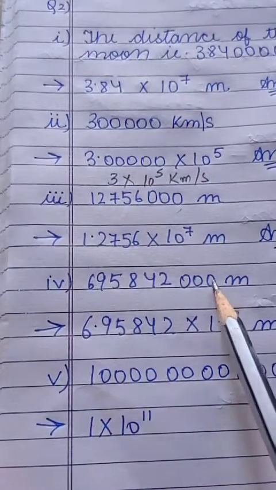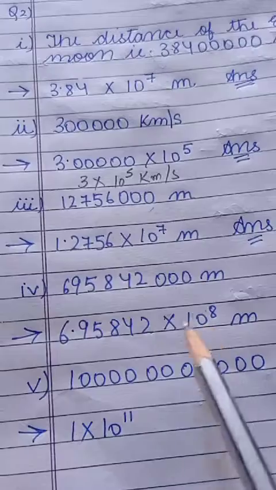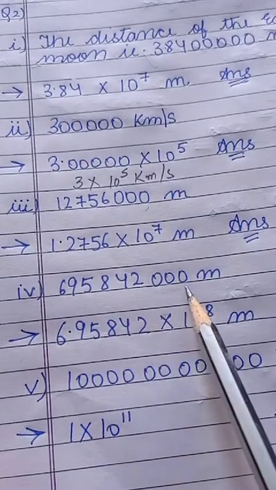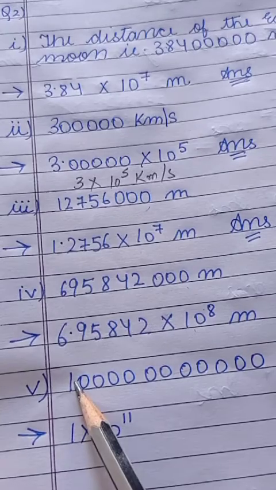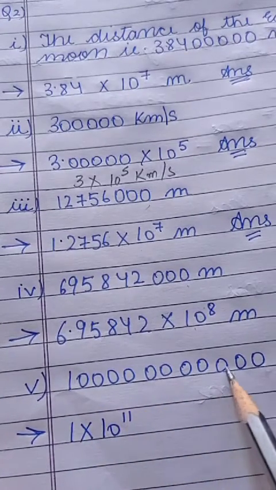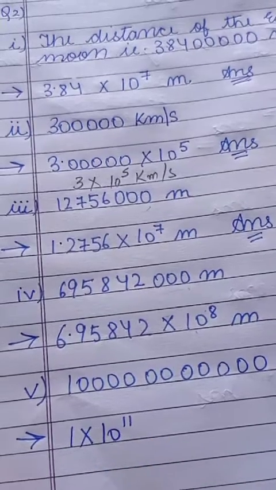Same way, you can see the next question. Decimal will be here. 1, 2, 3, 4, 5, 6, 7, 8. 10 raised to the power 8. Okay. And you can remove these zeros. Here all are zeros. Decimal will be here. 1 point something means 1 only. Count these zeros. It will be 11. So will be written as 1 into 10 raised to the power 11.